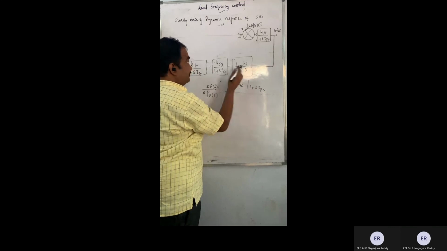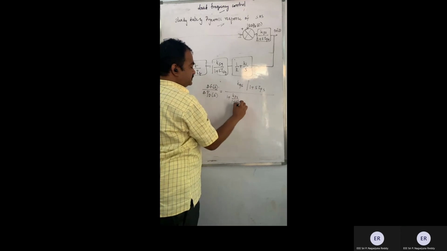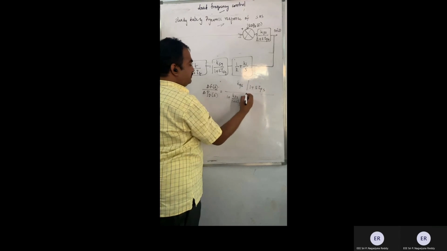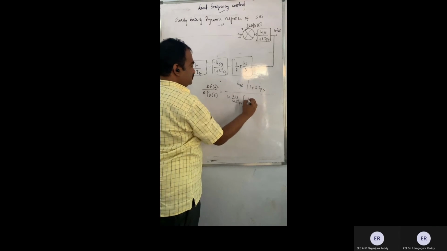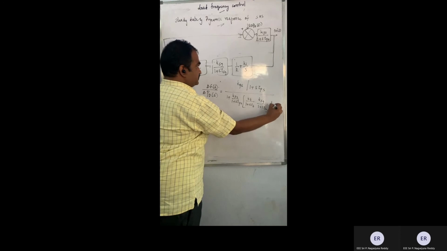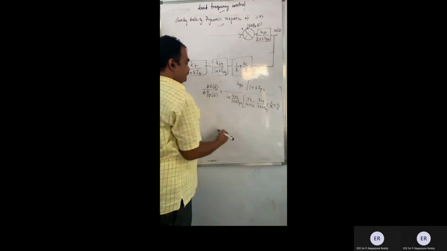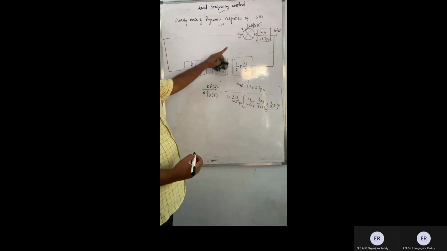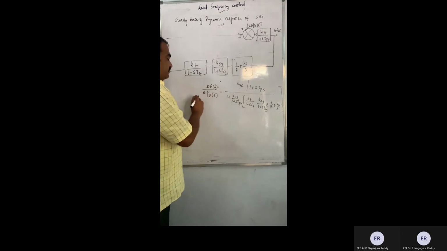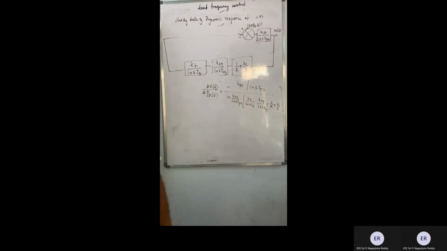By 1 plus GH. 1 plus KPS into 1 plus S2PS into, this is all the feedback, right? So KT by 1 plus S2T, KSG by 1 plus S2SG into 1 by R plus KI by S. Isn't it? So here it is minus PD of S, so I'm taking it as minus PD of S. So if I write it here, this is my overall transfer function of the system.